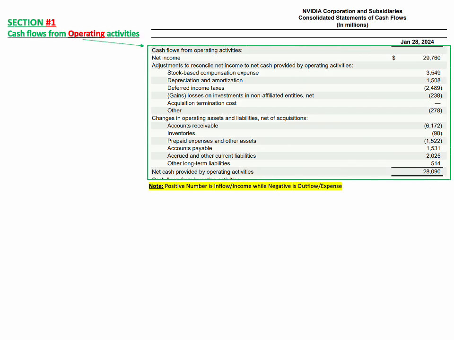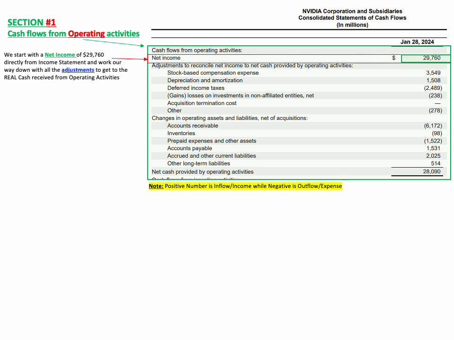Now let's look at the top section of the cash flow statement, which is the cash flow from operating activities. So we said we'd get the net income from the income statement. We start off with that, which is the 29,760. Again, these numbers referred to are in millions. So in this case, it's 29 billion. When you see the numbers below, just add 6 zeros at the end. So it's in millions. So the net income is $29,760,000,000.